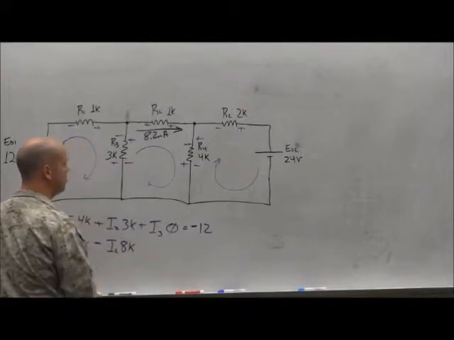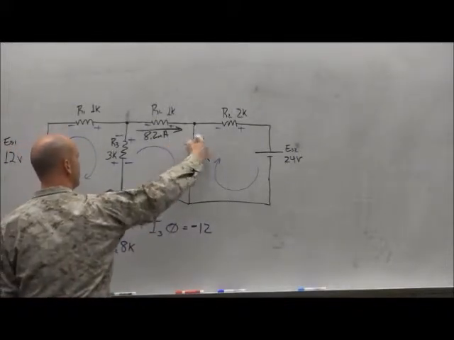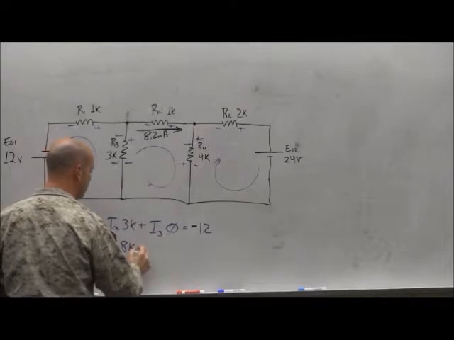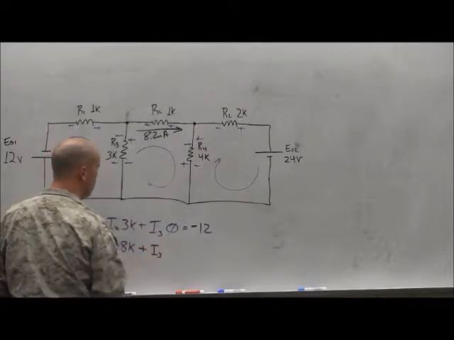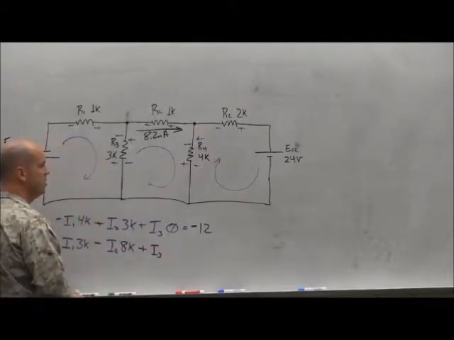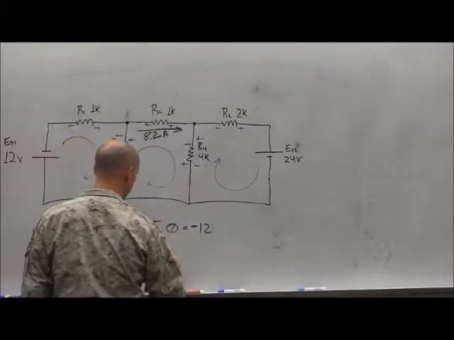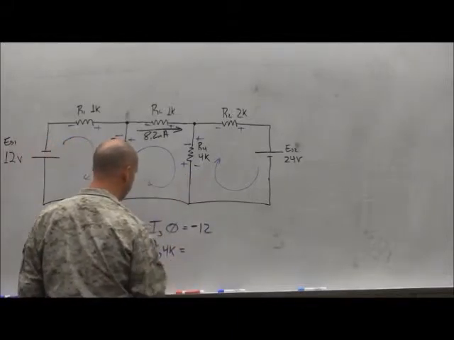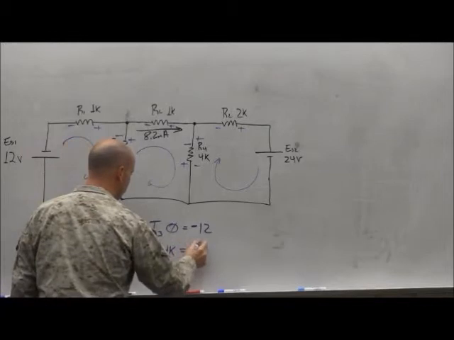And then what about I3? I hit here, I look across, it's positive, right? And then what value is it going to be for I3? 4K, because that's the only one they got in common. And that's equal to 0.